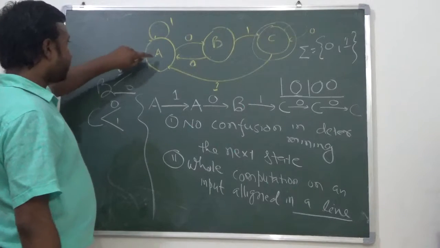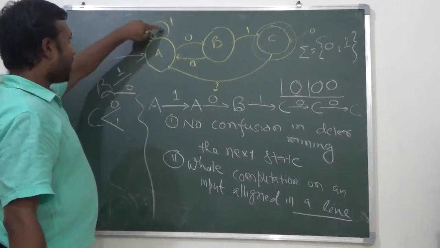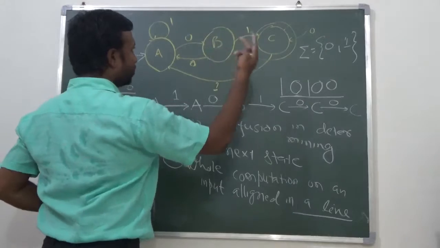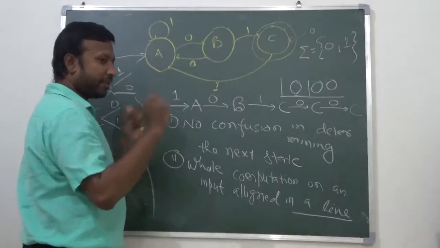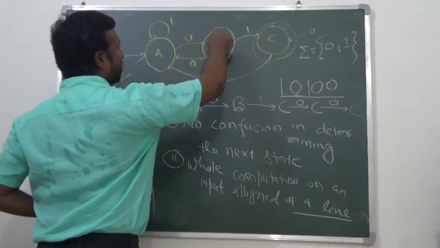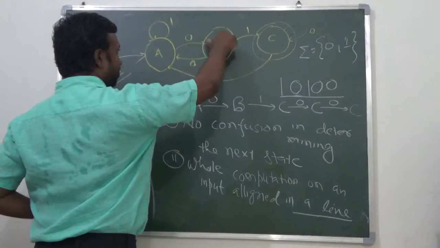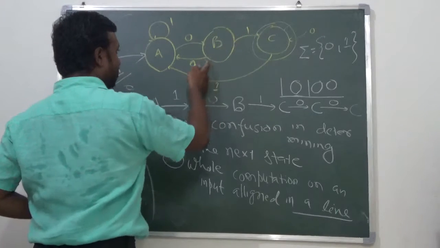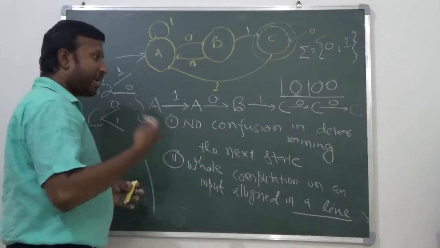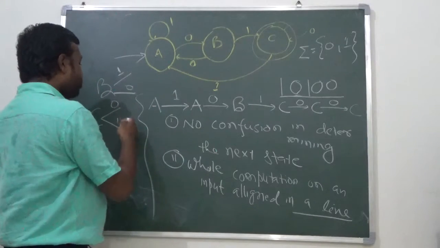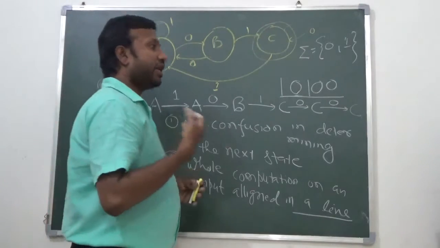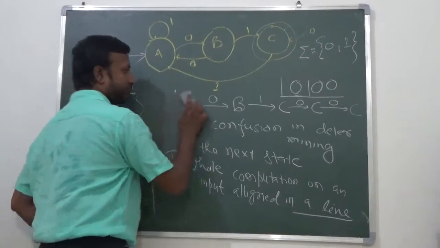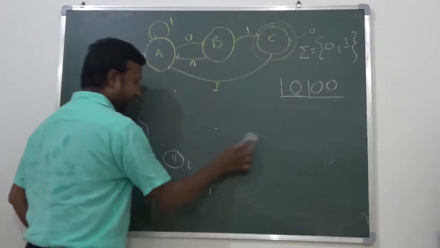So how many branches do we expect from A? 2: one for 1, one for 0. How many branches are we expecting from B? 2 outgoing branches. I am not talking about the incoming branches. It is one for 1, one for 0. There are no more than one branch for any particular symbol. That means we are not getting any kind of state with multiple branches on one symbol.